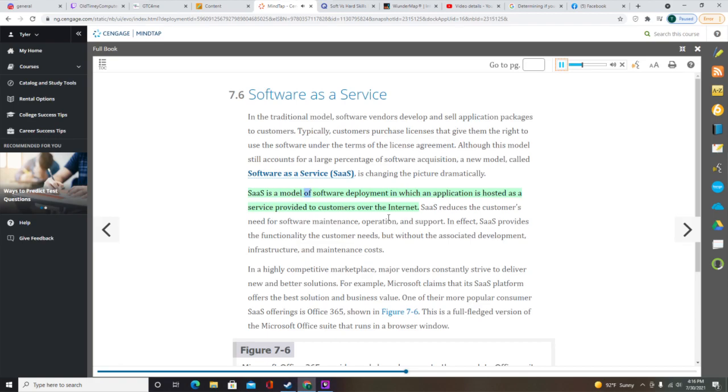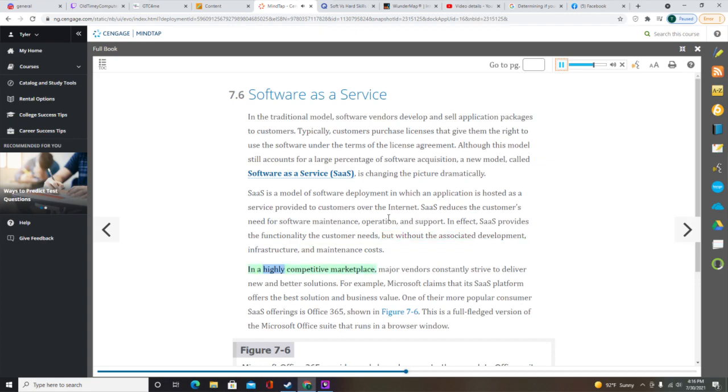SaaS is a model of software deployment in which an application is hosted as a service provided to customers over the internet. SaaS reduces the customer's need for software maintenance, operation, and support. In effect, SaaS provides the functionality the customer needs, but without the associated development, infrastructure, and maintenance costs.